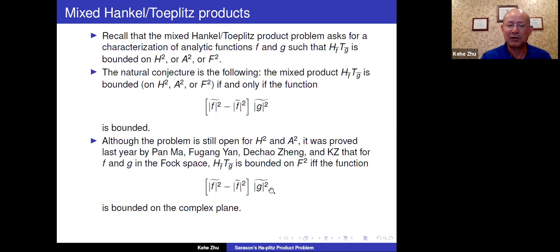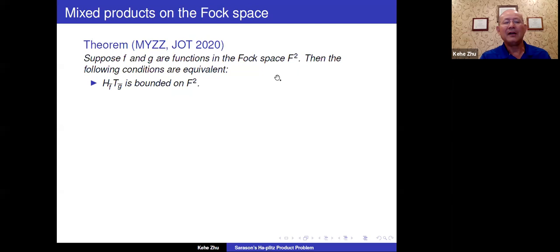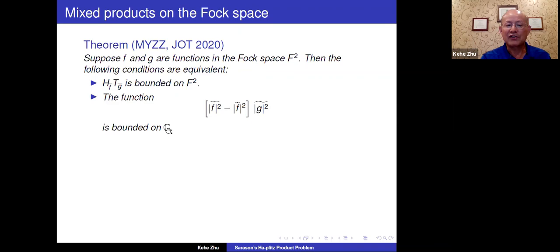And the theorem goes like this. Again, we can do a little more. Not only do we know the conjecture is true, we know exactly when this is going to happen. Suppose again f and g are functions in the Fock space, then the following conditions will be equivalent. The mixed product is bounded on the Fock space. This function is going to be a bounded function on the complex plane. And then once again, we can do more. If this function is going to be bounded, it has to be constant. That's a very strong statement.